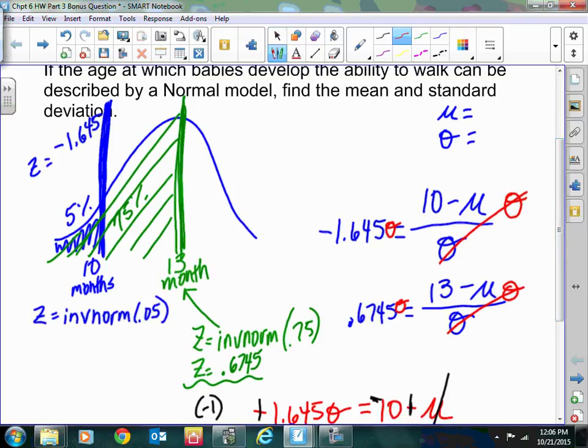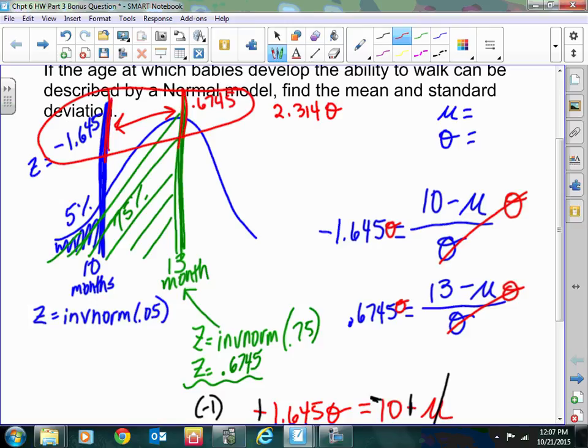Well, here's the first question. If this is 0.6745 standard deviations up, and that is 1.645 standard deviations down, how many standard deviations is this from the lower z-score to the upper z-score? It's 2.314 standard deviations from here to here.